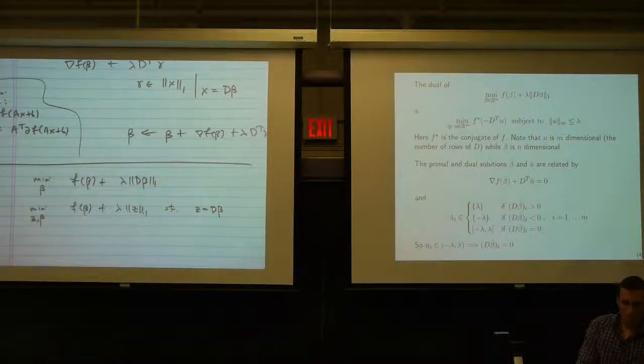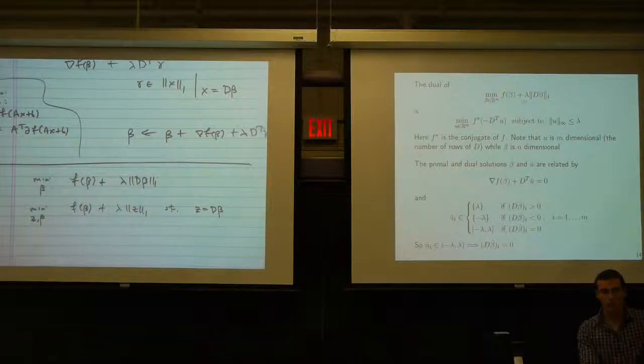My dual problem is to minimize over all vectors u, that's my dual variable, f star, the conjugate function of f, of minus d transpose u, subject to the constraint that u has infinity norm less than or equal to lambda. We learned about conjugates; for a lot of loss functions, we know what their conjugates are in closed form.